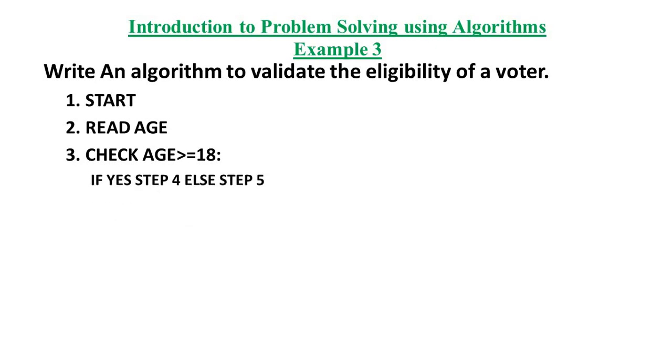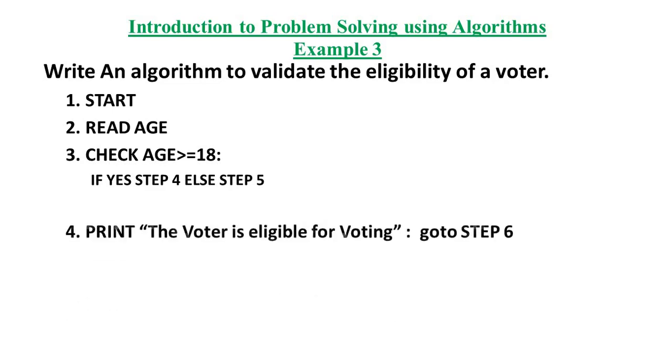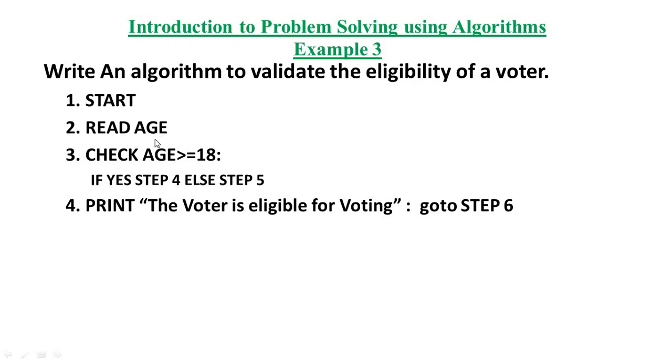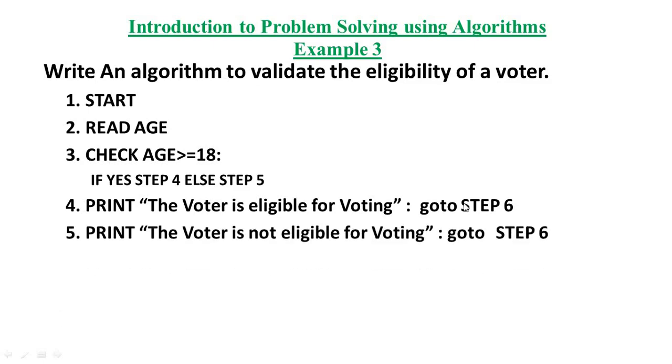If this condition is true, if age is greater than or equal to 18, yes, then go to step number 4. Otherwise, if condition is false, then go to step number 5. In step number 4, voter is eligible for voting, then go to step number 6. If age is less than 18, then go to step number 5, voter is not eligible for voting, and then go to step number 6. Step number 6 is stop the process.